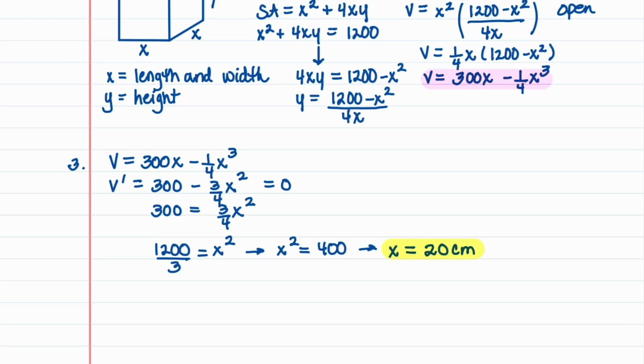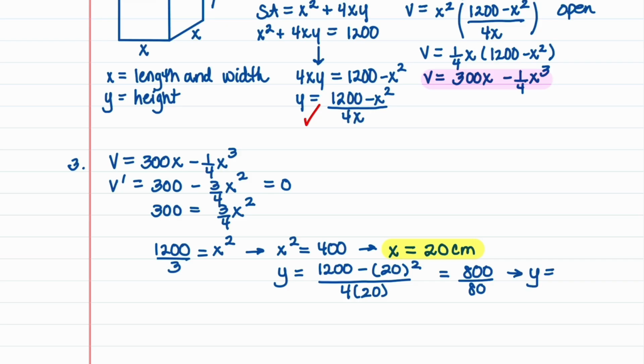Now we need to find y. Our equation for y is right here. So let's use that. Y is equal to 1200 minus x squared, where x is now 20, so we have 20 squared, all divided by 4 times 20. This is 1200 minus 400, so this is 800 divided by 80. So we get that y is equal to 10 centimeters.